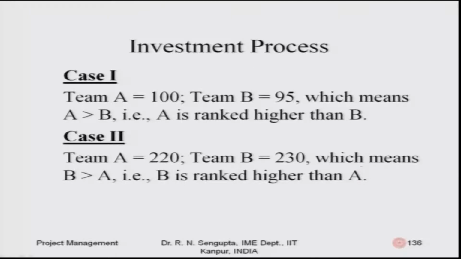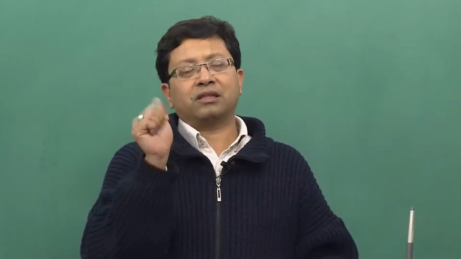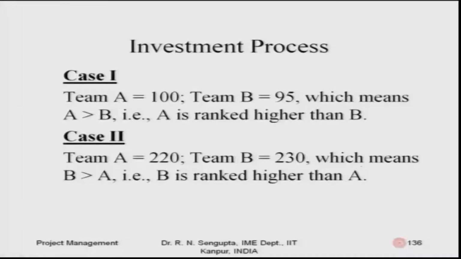In case 1, team A has 100. How do I get 100? I multiply the probabilities and the points. B has 95, which means that A has a higher ranking than B and A would win. Suddenly organizer 2 comes huffing and puffing and says, no, the point system is different based on case 2.